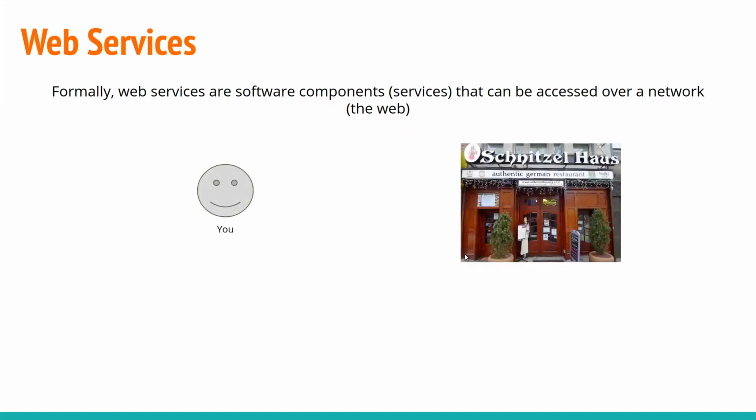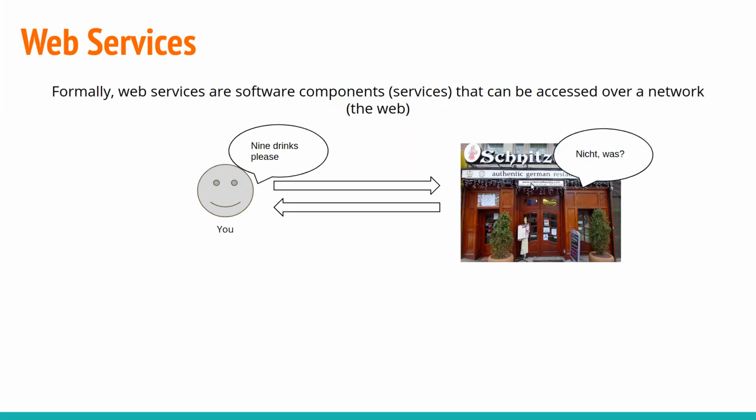Anyway. So that's you on the left, and you're going to Schnitzel House, which is a German restaurant. You'll have to take my word for it, you can see it says authentic German restaurant. It looks like they can probably speak English, but at this particular German restaurant, for the sake of example, they don't speak English. So you're going into this restaurant to make an order, like you do at restaurants. You say, 'Nine drinks, please,' and they say, 'Nicht was.' I don't know if this is actually funny in German, but I thought it was quite funny in English. The problem we're running into is the restaurant only speaks German and you speak English, probably. I don't know if any of you speak German. If you do, then that's cool.